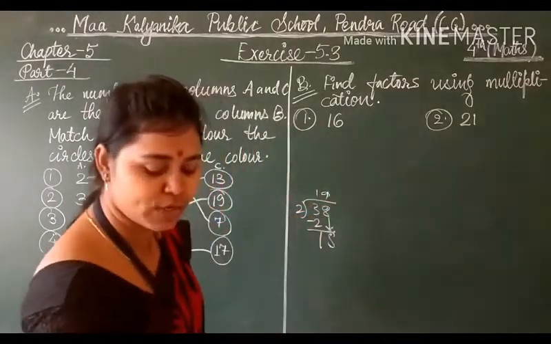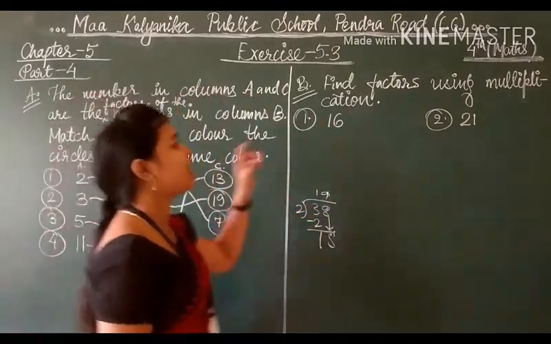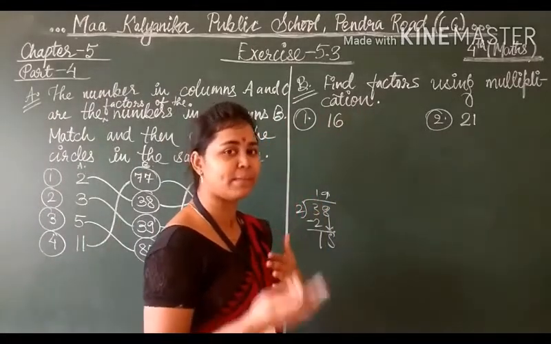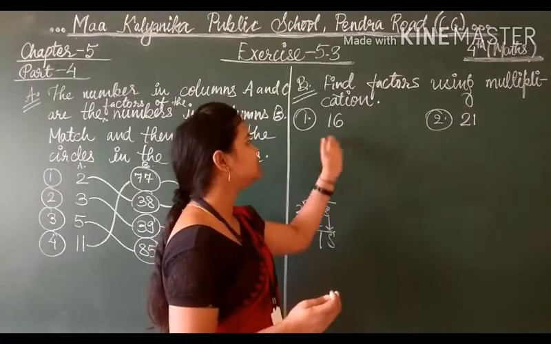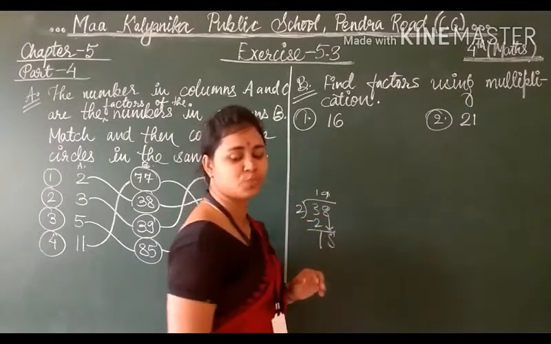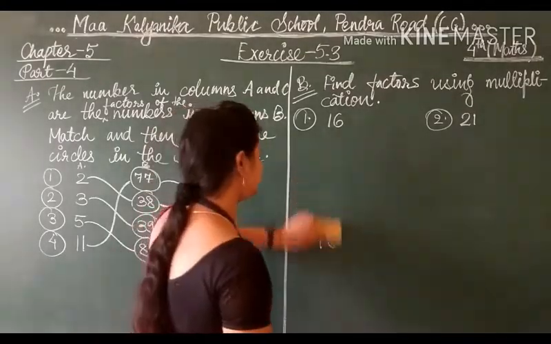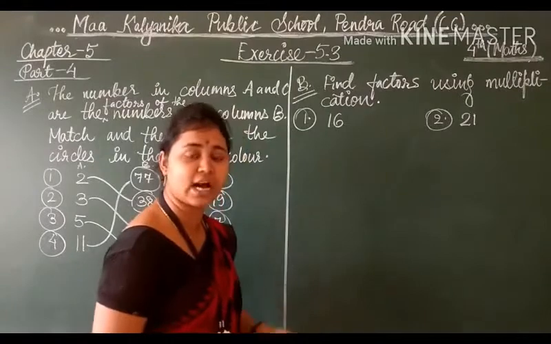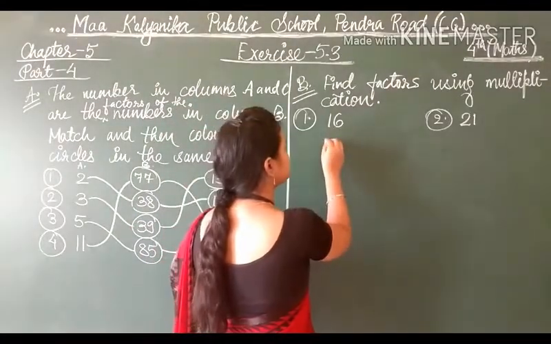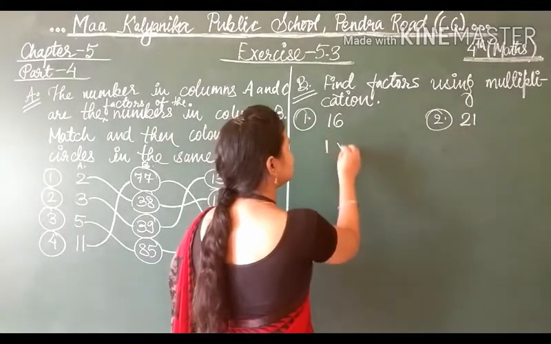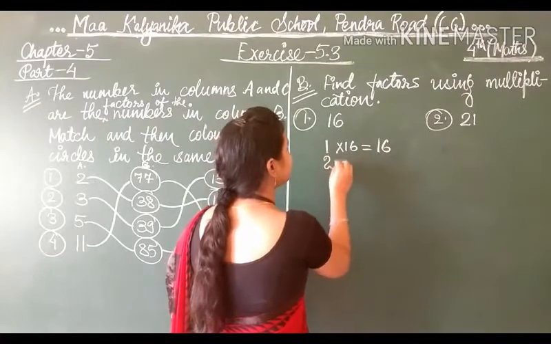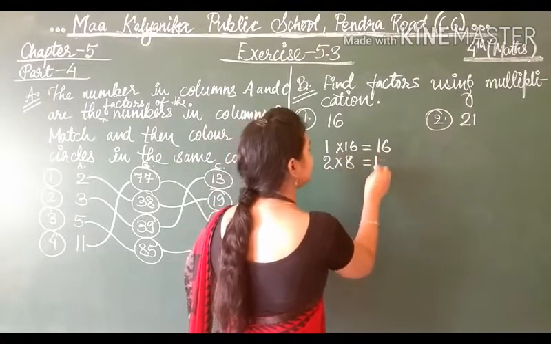So now students, moving to question number B. Find factors using multiplication. Means by using the table formula you can find the factors of the given number. The given number, first one, is 16. Okay students, so 16 comes in which table? You have to see. So see students, if I am writing over here, if I am taking 1, then 1 into 16, 16 is there. If I am taking 2, 2 eights are 16, yes.